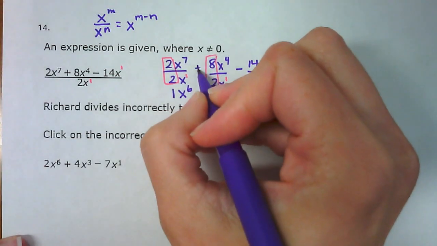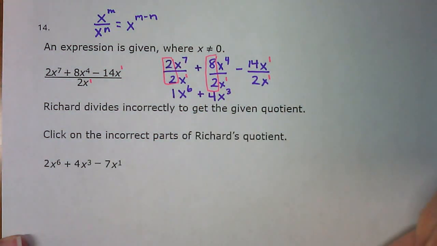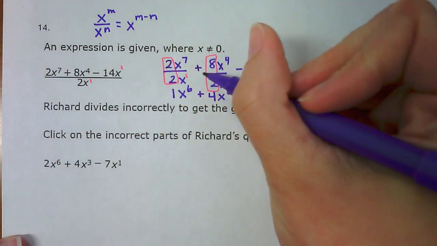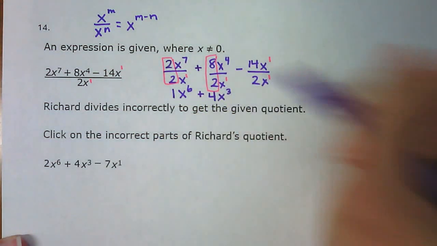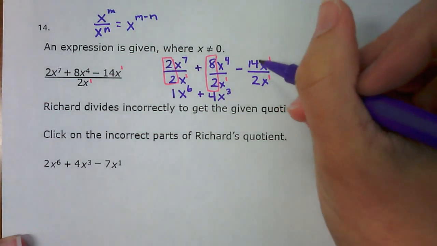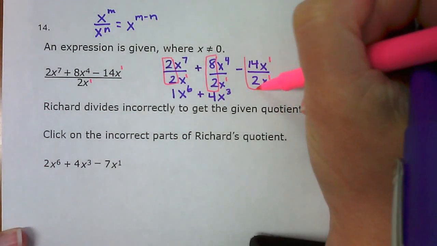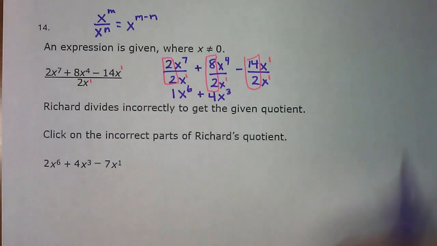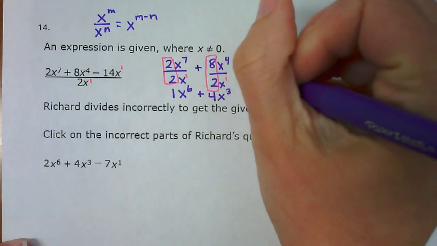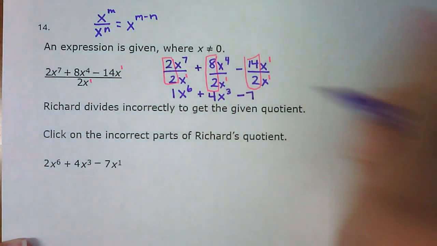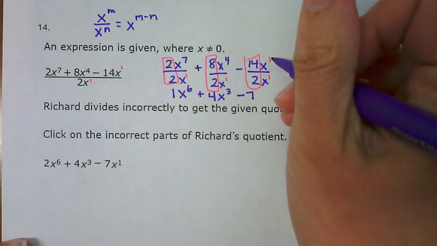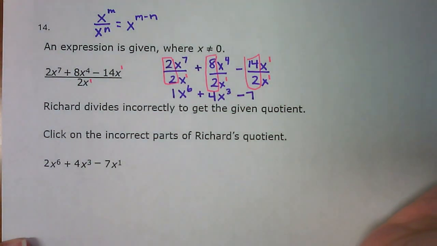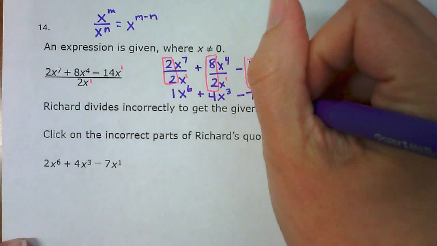We keep this plus sign here because it's a positive 8 divided by a positive 2 gives me a positive 4. Here we have 14 over 2. 14 divided by 2 gives me 7. Since this was a negative, we're going to keep that negative. And then we have x to the 1st over x to the 1st. That's going to give me x to the 0.